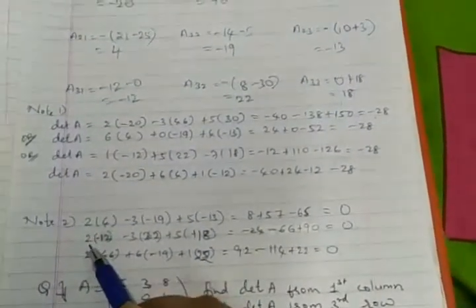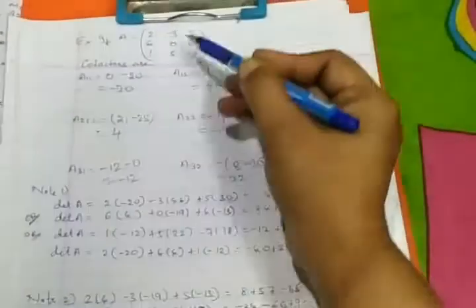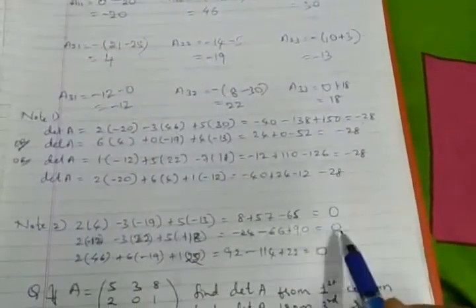Similarly, I have taken here the first row with the third row as cofactors. First row with the third row: 2 into minus 12, minus 3 into 22, 5 into 18. Again the answer is 0.